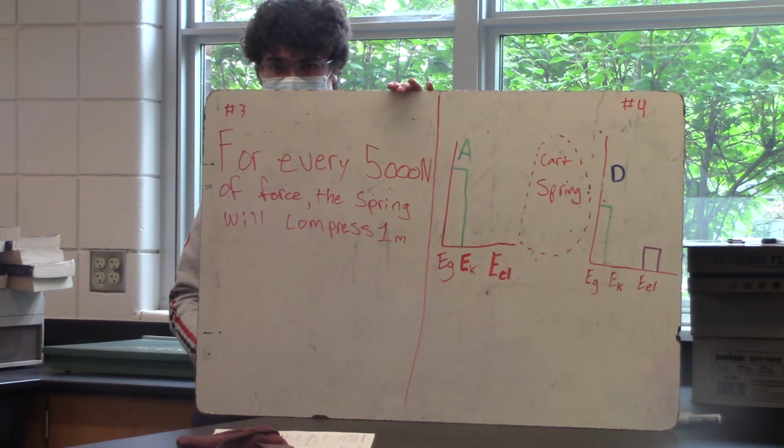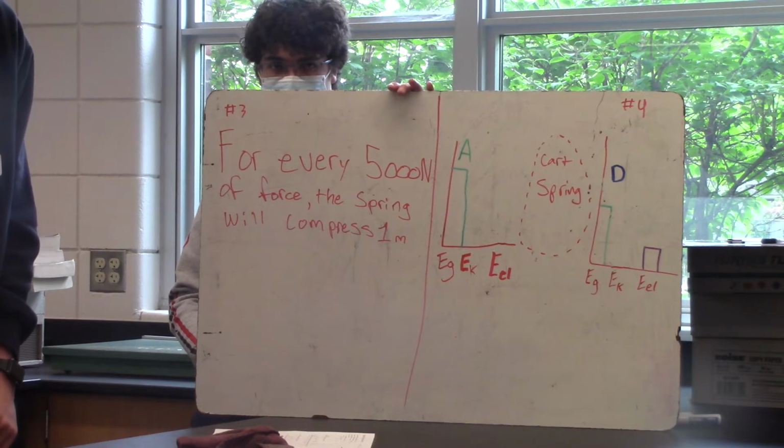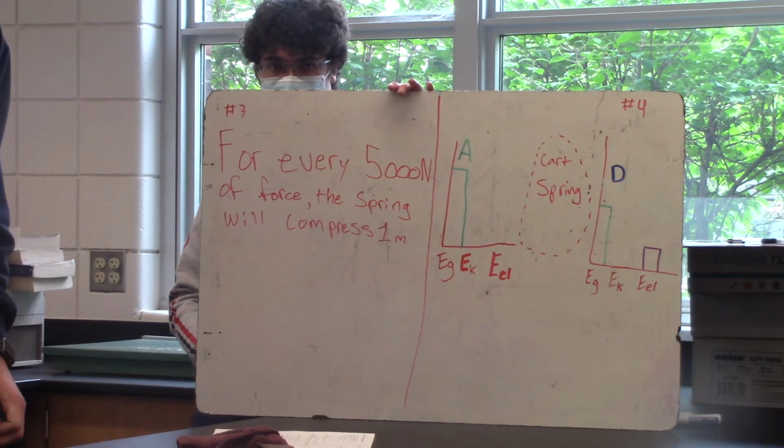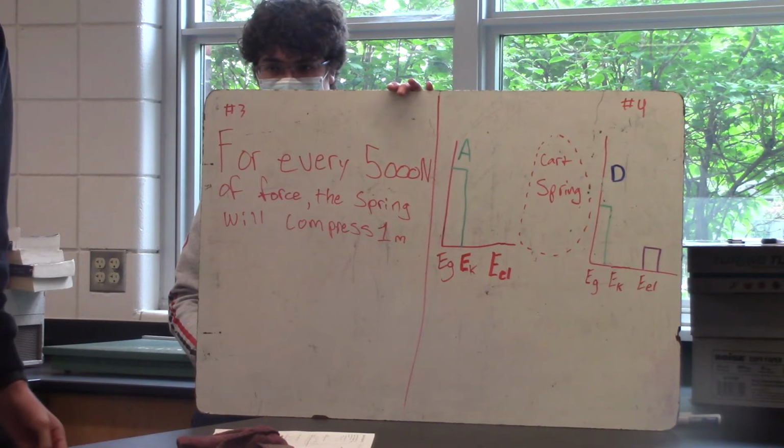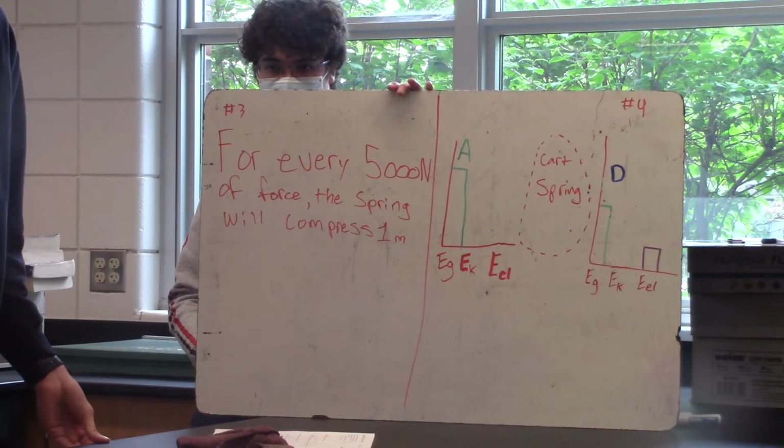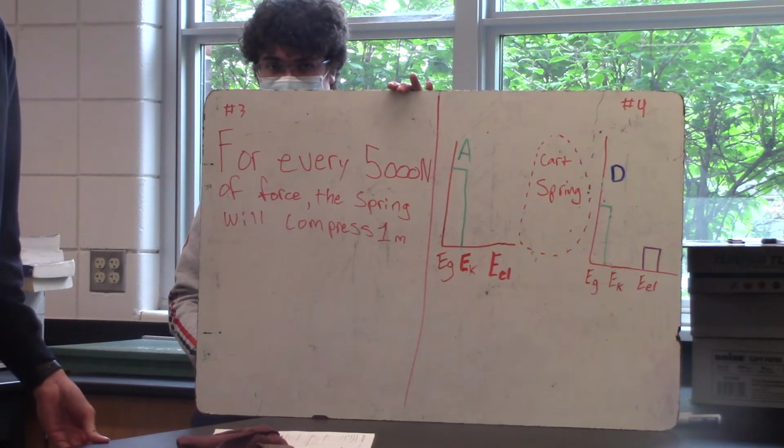What if you want to compress it 2 meters? 10,000. 10,000, that's right. There's a linear relationship there. What if you want to compress it 3 meters? 15,000, that's right. So that linear relationship there is important. Cool? Yep. All right. What happened to 4?